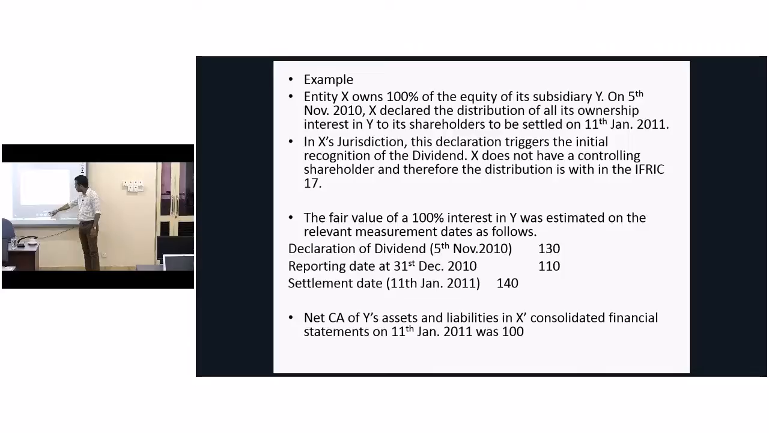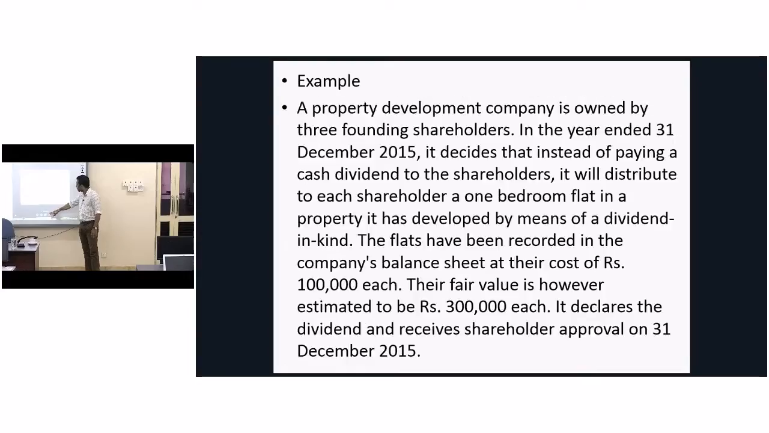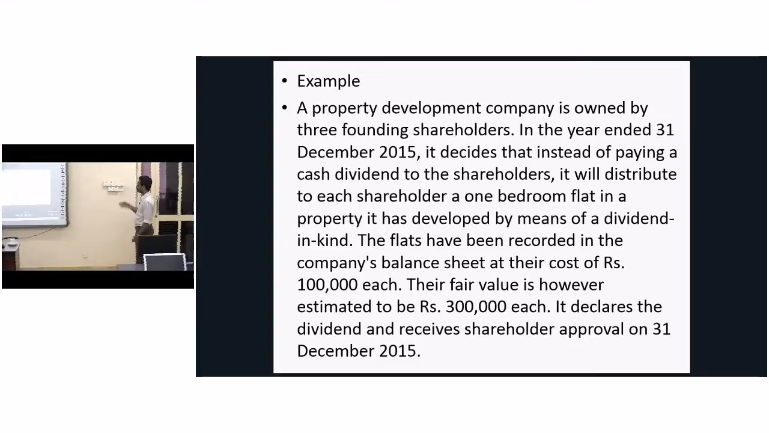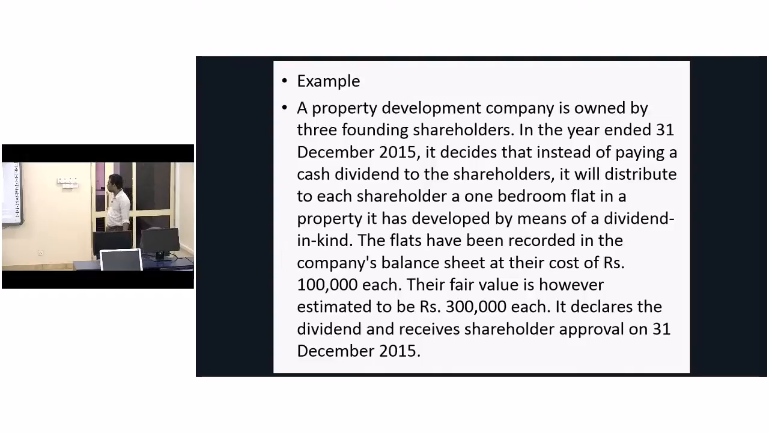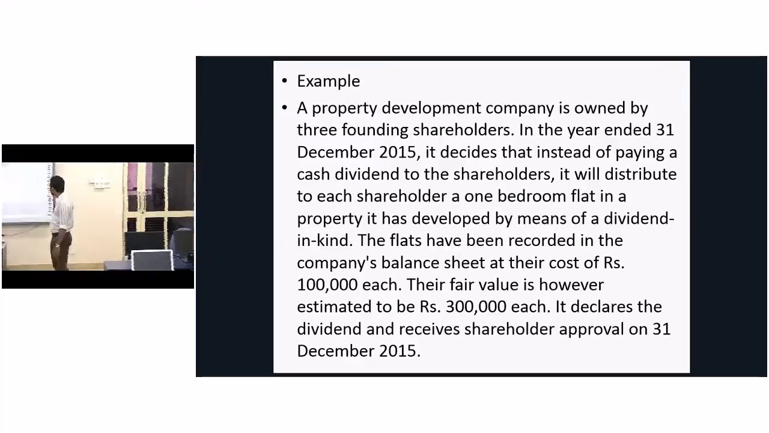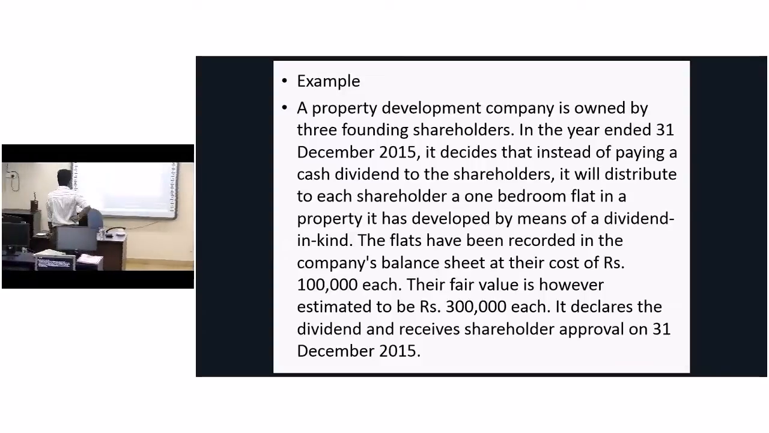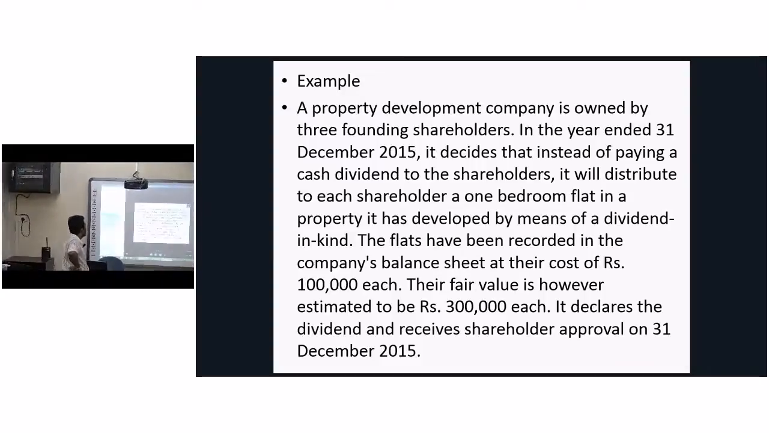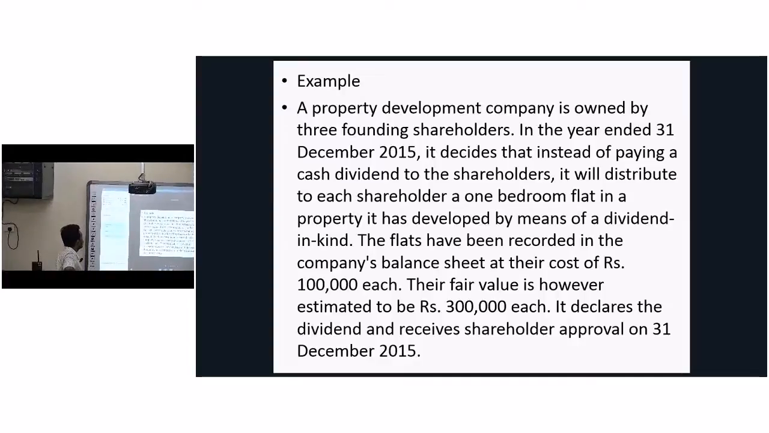Let's see one example, not this. Look at this. A property development company is owned by 3 founding shareholders. In the year ended 31st December 2015, it decides that instead of paying a cash dividend to shareholders, it will distribute to each shareholder a one bedroom flat in a property. It has developed by means of dividend in kind. The flats have been recorded in the company's balance sheet at the cost of rupees 100,000 each. Small values, only for study purposes. Fair values, however, are estimated to be 300,000 each.